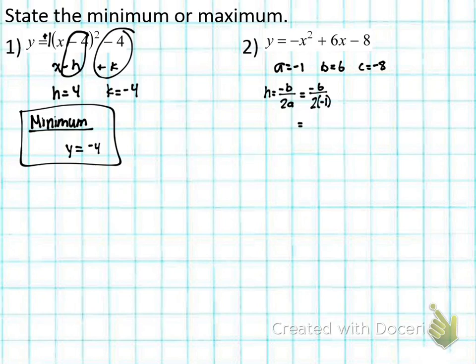Okay, so we have negative 6 over negative 2. Negative 6 divided by negative 2 is 3. Okay, so that's our H. Okay, K, we plug it back in.